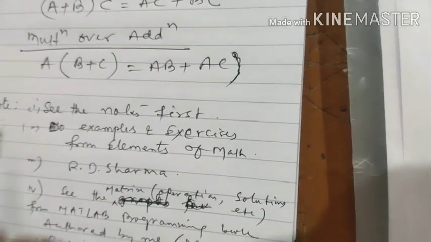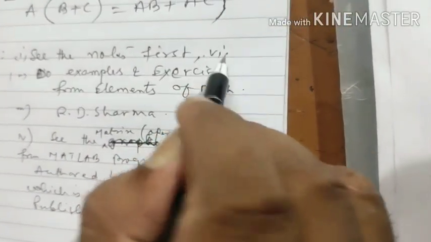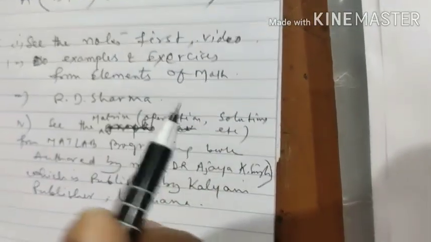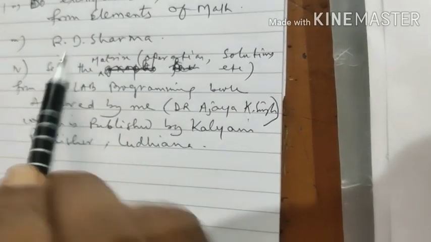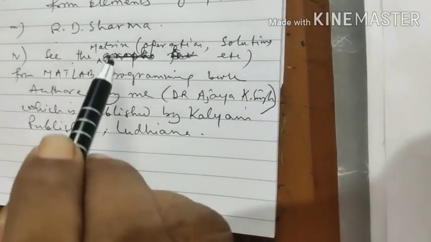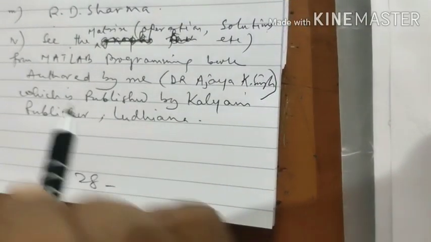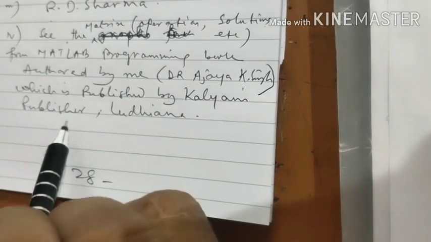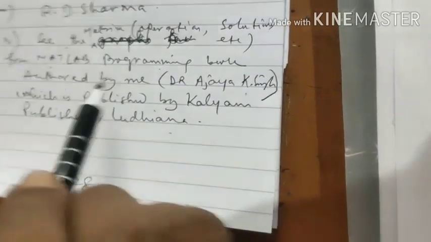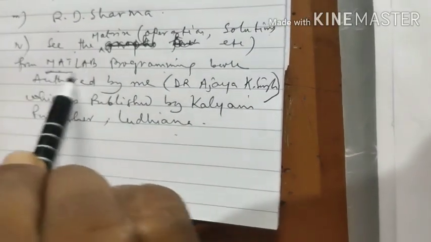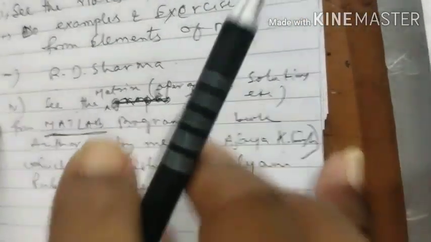The most important note is there. See the notes first and then the video, and next the examples and exercises from Elements of Mathematics and the R.D. Sharma book. See the matrix operations and solutions in the MATLAB programming book authored by me, Dr. Ajay Kumar Singh, published by Kalyani Publisher. It's very important. MATLAB means matrix laboratory. In matrix theory you find addition, subtraction, multiplication, adjoint, cofactors, and so on.